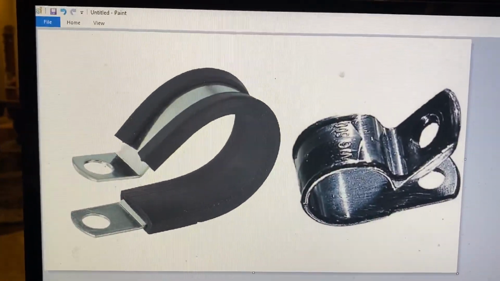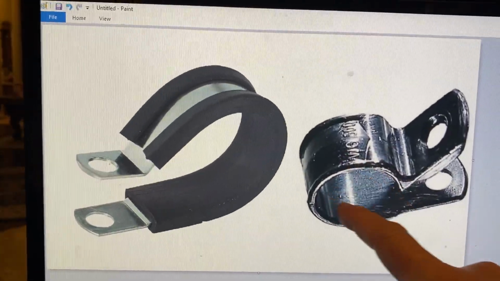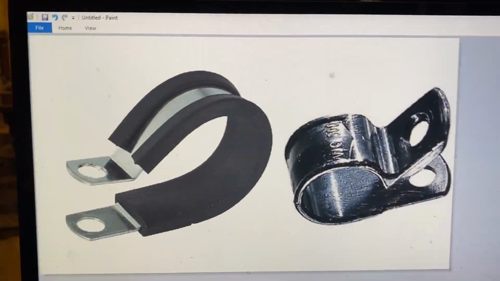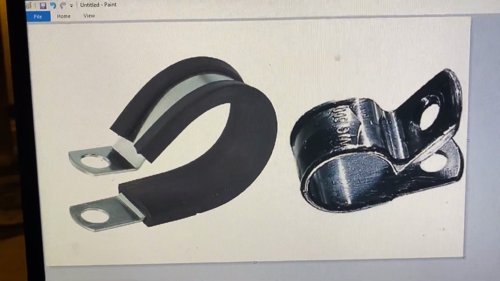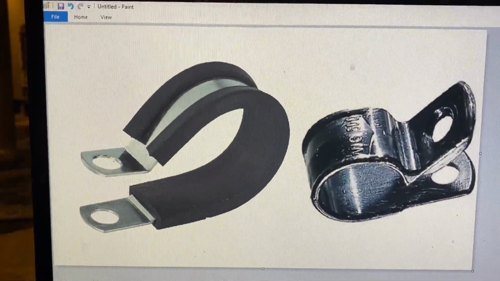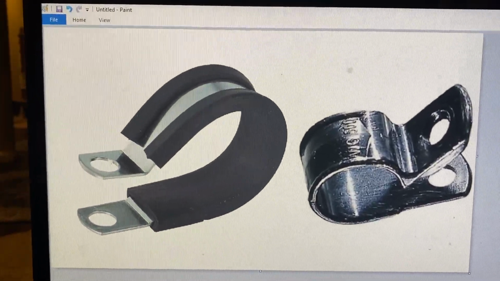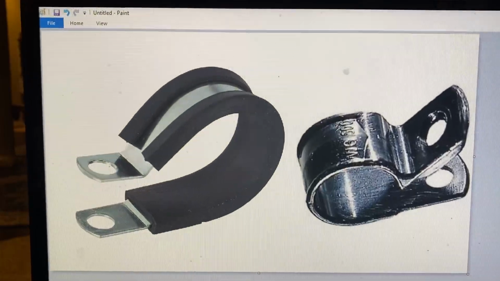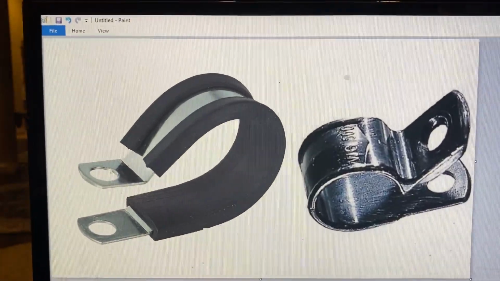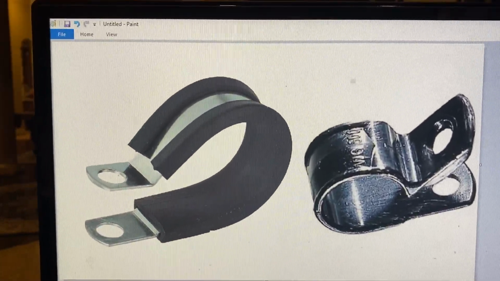On the right side, you'll notice that it doesn't have the rubber cushion in it. The reason is because these are called bonded clamps. A lot of times these will be used to bond the fluid line to the structure so you can't have the possibility of a static discharge.